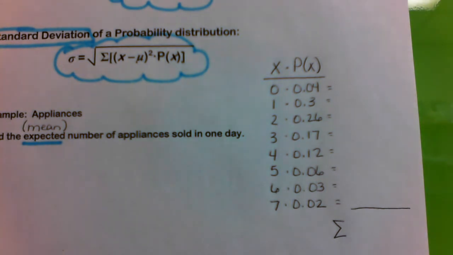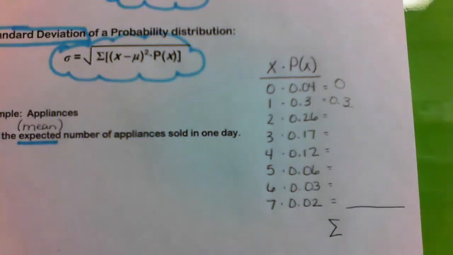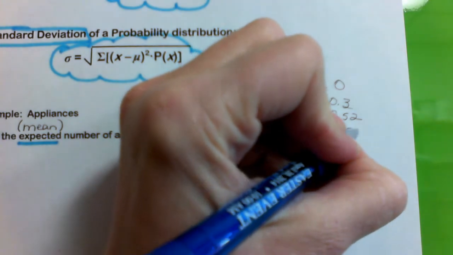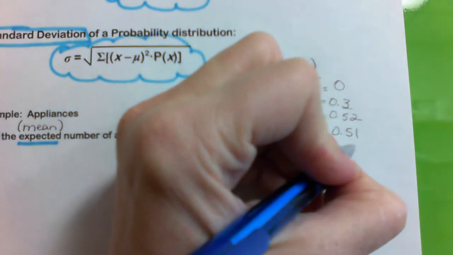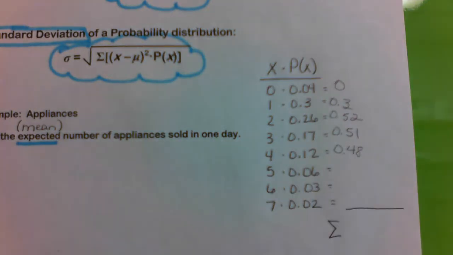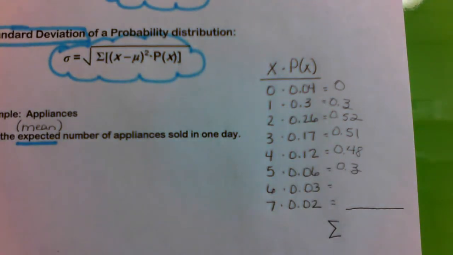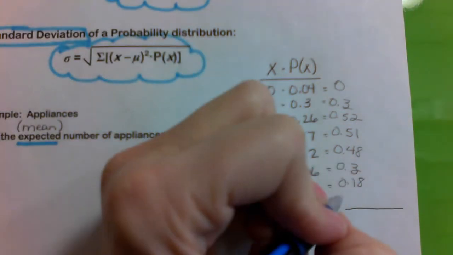So some of these I can do in my head. I'll have to use a cheat sheet on others. 0 times anything is 0. 1 times 0.3 is 0.3. 2 times 0.26 is 0.52. 3 times 0.17 is 0.51. 4 times 0.12 is 0.48. 5 times 0.06 is 0.3. 6 times 0.03 is 0.18, and then 7 times 0.02 is 0.14.